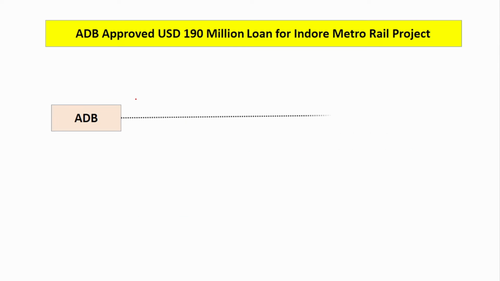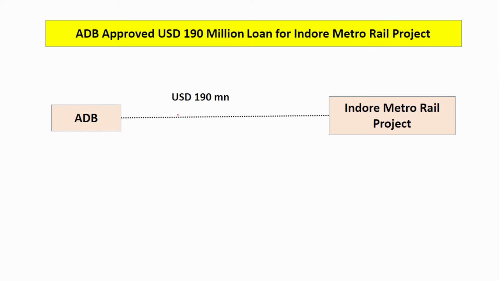Next is the Asian Development Bank has approved a loan amount of 190 million USD to whom? For the Indore Metro Railway project. For this Indore Metro Rail project, 190 million USD will be provided by the Asian Development Bank.